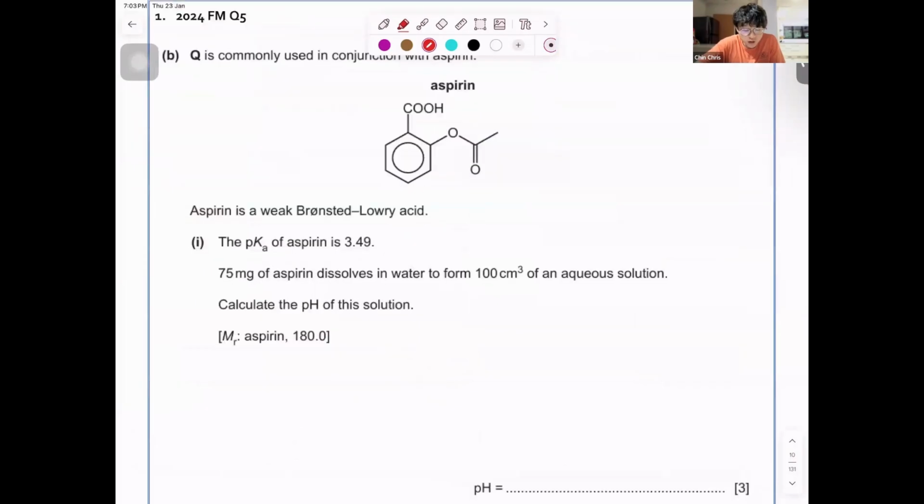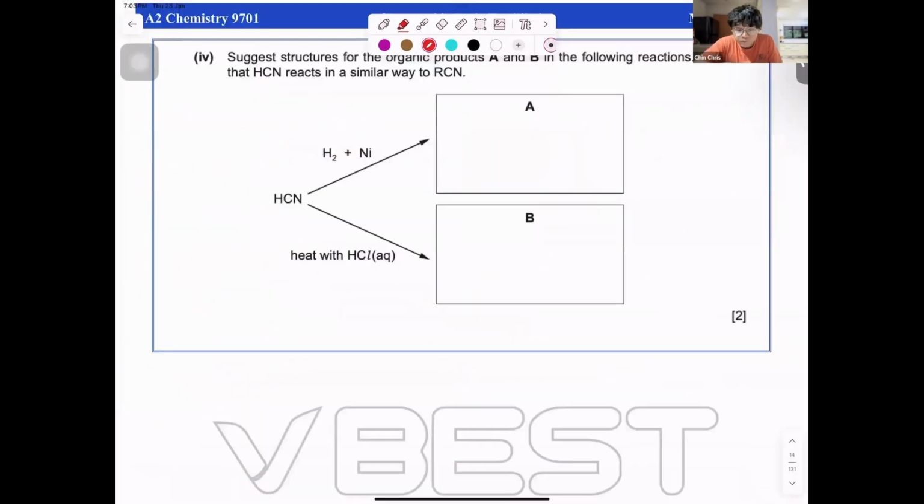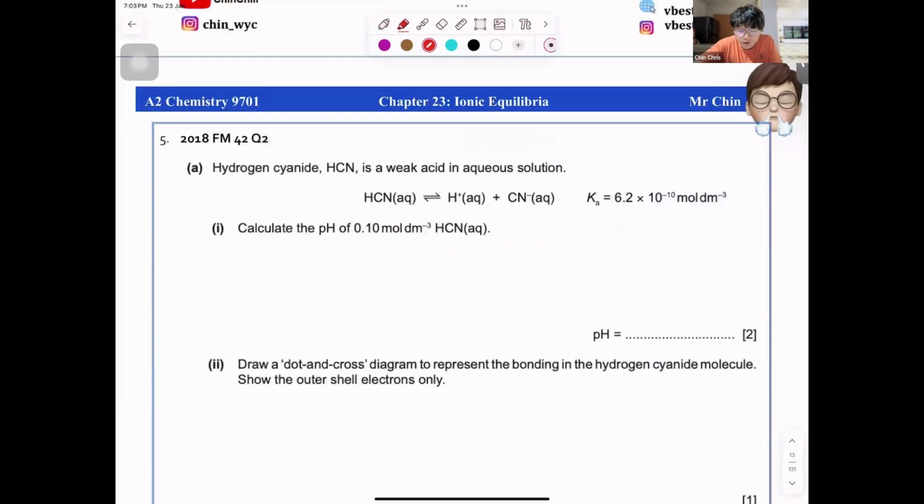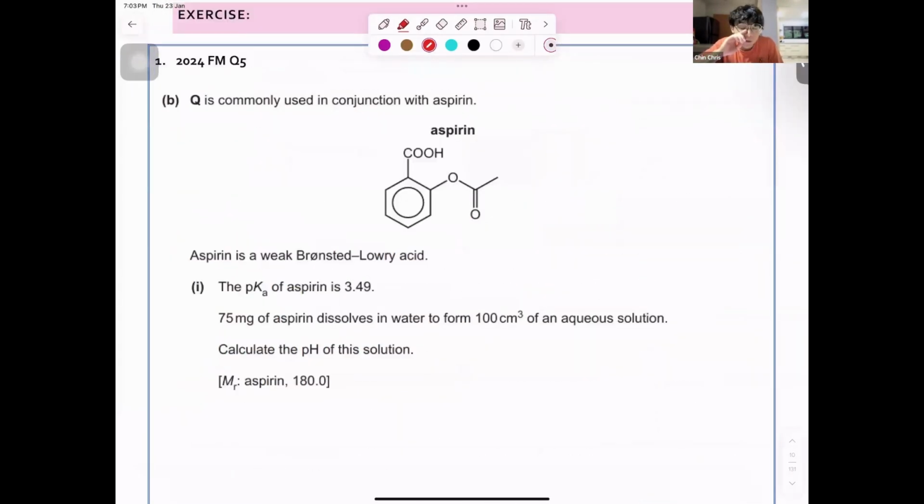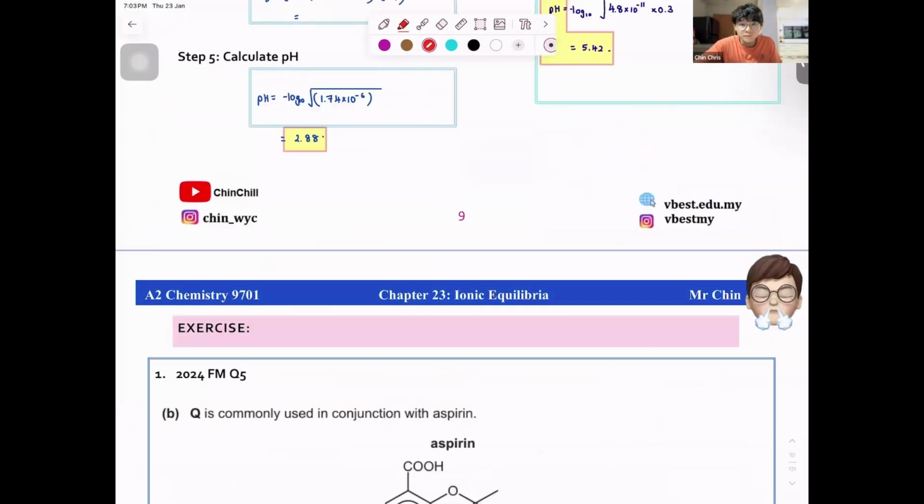Guys, what we're going to do is try out some questions before we move on to buffer solution. We're just going to do a few questions because buffer solution, trust me, guys, is the hardest question that you will encounter in this chapter. Yeah, buffer is the hardest one.